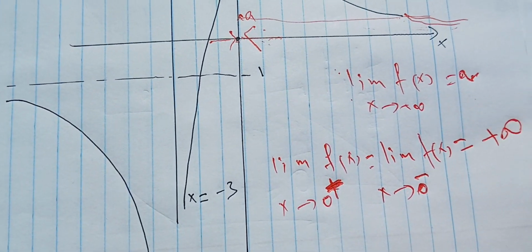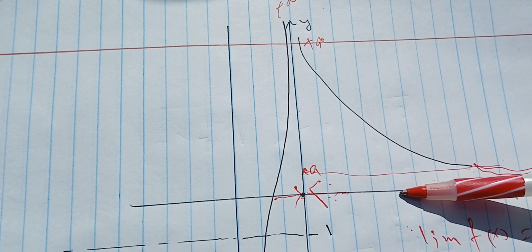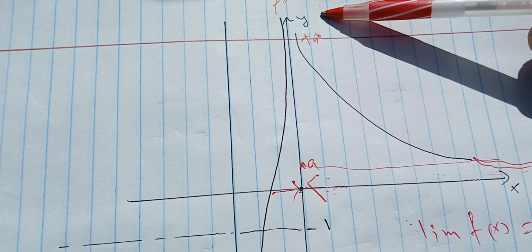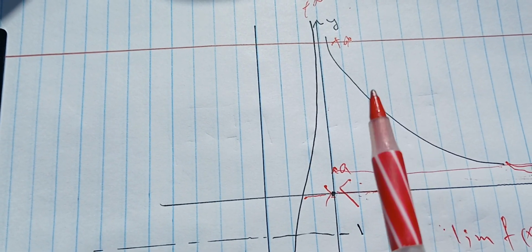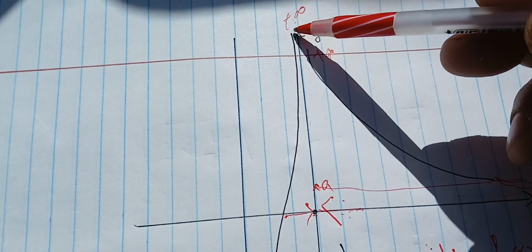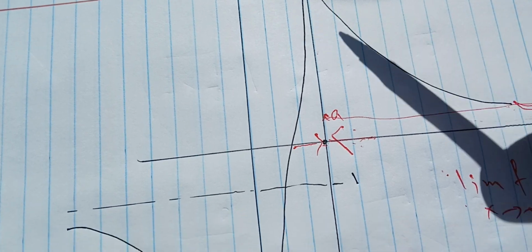We can write it down this way because we see it here. If you're going this way to 0 from the right, the values of y are getting bigger and bigger positively. If you go to 0 from the left, the values of y are also getting bigger and bigger positively. They go to plus infinity.